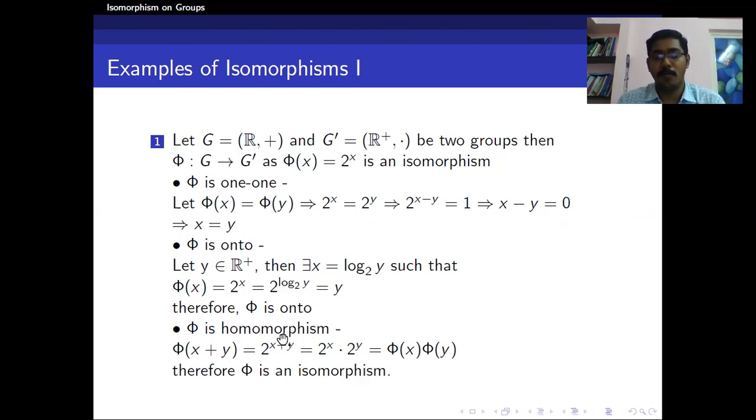Then phi is a homomorphism because phi of x plus y is equal to 2 power x plus y, and we can write 2 power x plus y as 2 power x into 2 power y. Replace 2 power x by phi of x, because phi of x equals 2 power x, and 2 power y by phi of y. Therefore phi of x plus y equals phi of x into phi of y. Therefore phi is a homomorphism.